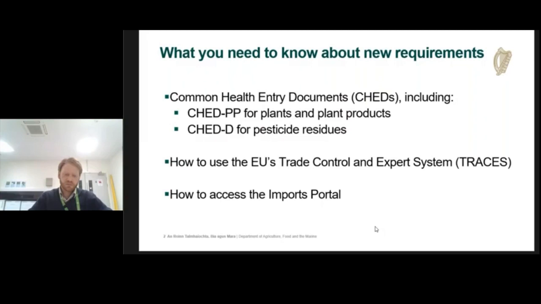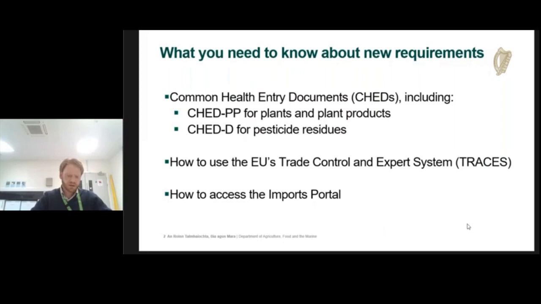So we're going to look at how and when to use TRACES and the different kinds of SHED that you can create on TRACES. So there will be a SHED PP for plant products, and there will be a SHED D for pesticide residues. And that could be also for plant products and different kinds of commodities. And in the event you have to declare for both, it'll be dual controls, and you have to create one of each. And then we'll also outline when and how you use the DAFM imports portal.